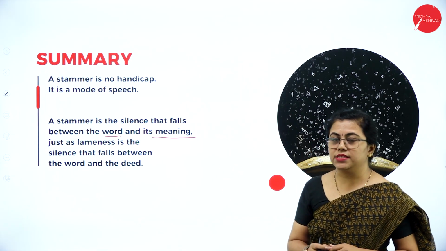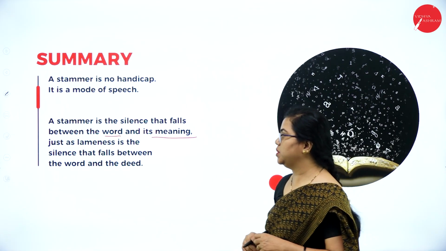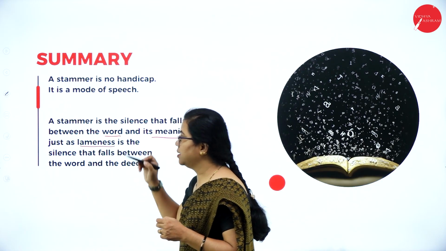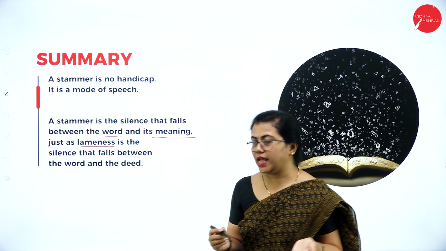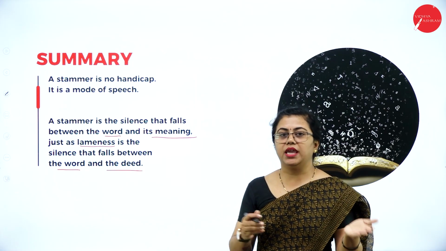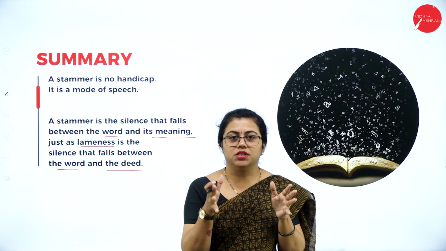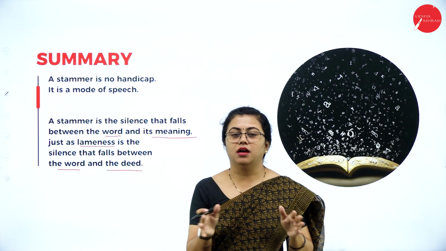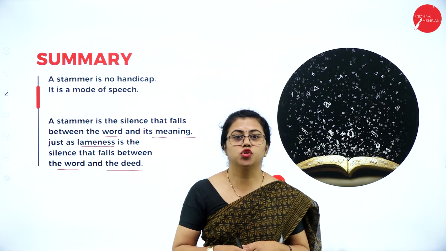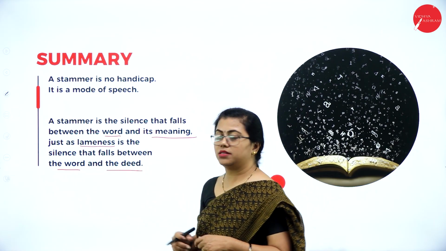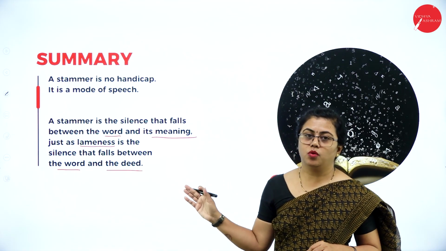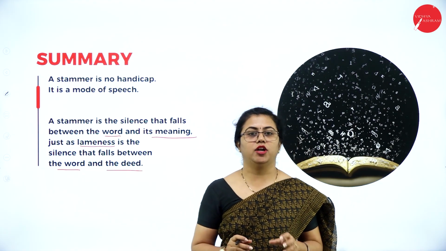Just as lameness is the silence that falls between the word and the deed. So here you can see the poet talks about the lameness. Lameness is a kind of silence that comes between the word and the deed. So while speaking and working, there is some stationary thing, a no-work kind of situation that is created. So that actually gives so many meanings. So one such meaning can be lameness. So here lameness comes in between the word and the deed, and this is a kind of silence.